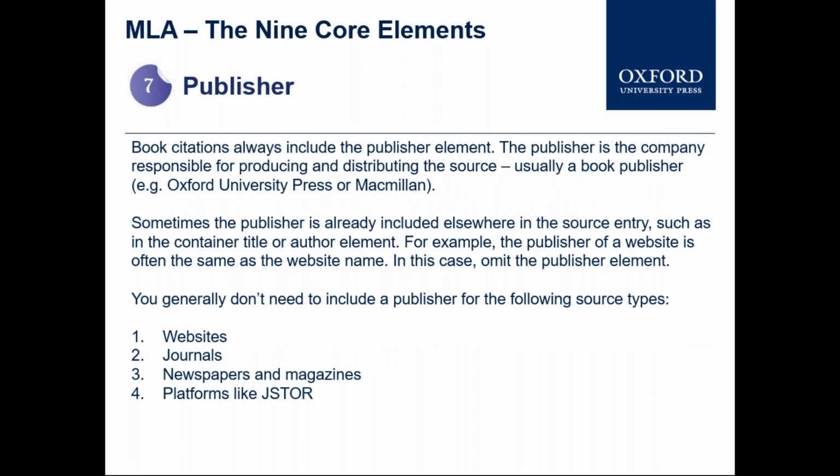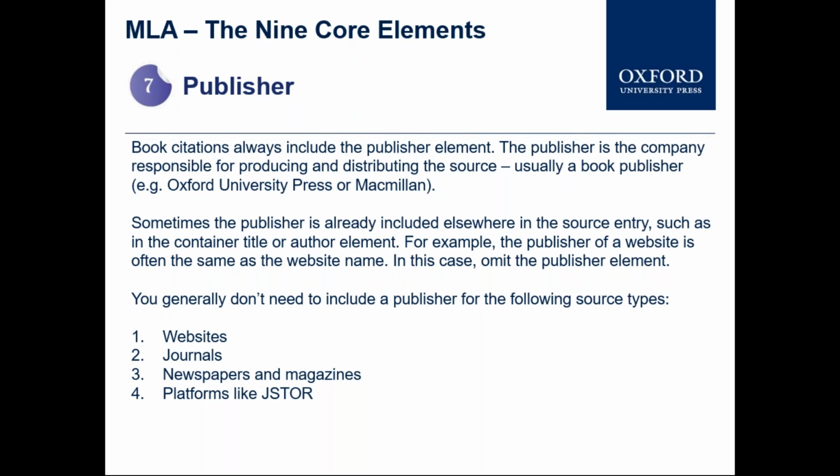Then we come to the name of the publisher. Book citations will always have the publisher element because you have to say who's the publisher of this particular book, because tomorrow if there is a dispute, the publisher will be caught. Sometimes the publisher is already included elsewhere in the source entry, such as the container title. You saw it was there in the container title as Oxford University Press. So that's all right. Since you're not adding it manually, that's perfectly all right.